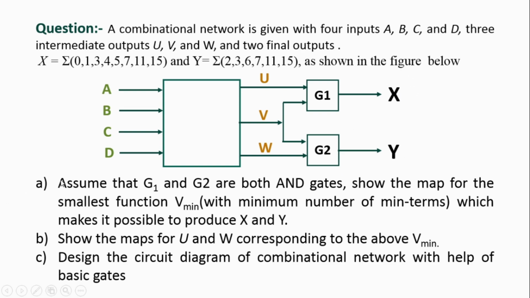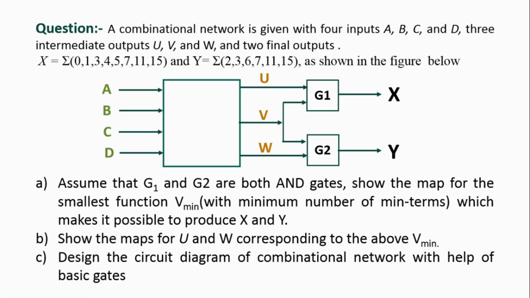In the first part it is asked that if G1 and G2 both are AND gates, show the map for the smallest function Vmin with the minimum number of minterms which makes it possible to produce X and Y. Part B, show the maps for U and W corresponding to the above Vmin. And part C, design the circuit diagram of the combinational network with the help of basic gates.